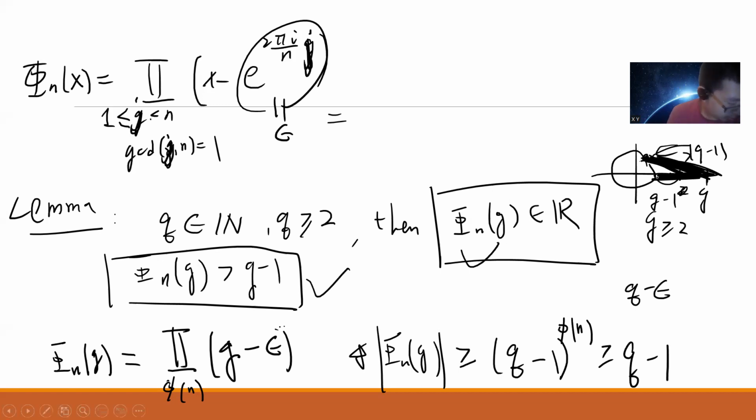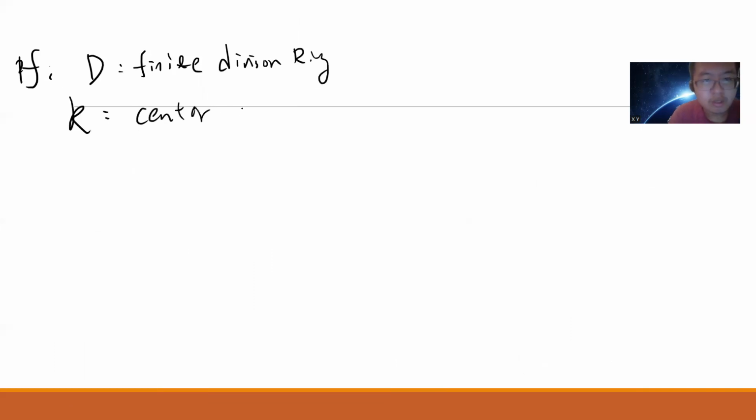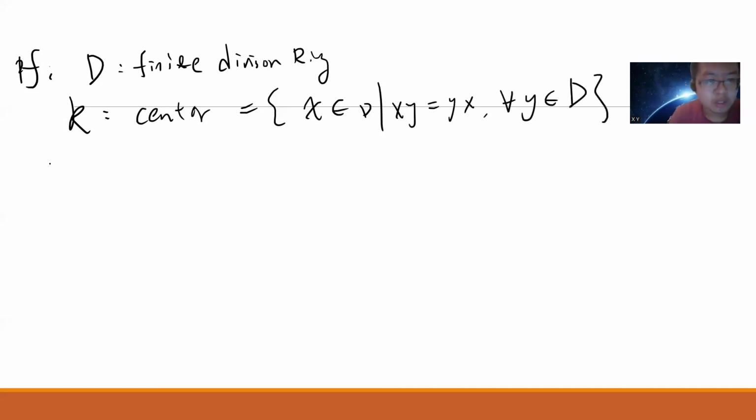Okay, so now let's go to the proof: every finite division ring is a field. The proof idea is the following. Let's say D is a finite division ring, and then we consider K to be the center. The center is just the set of x belonging to D such that xy equals yx for every y belonging to D.